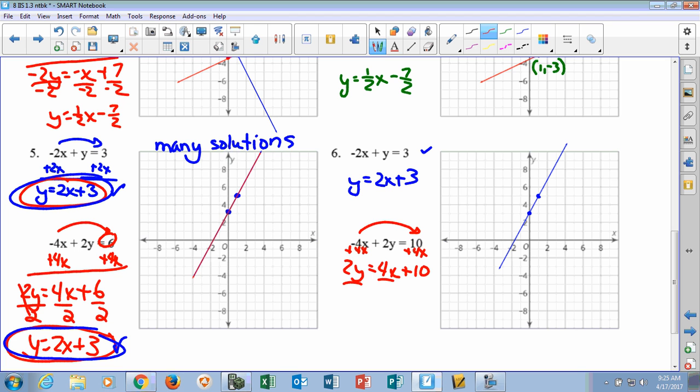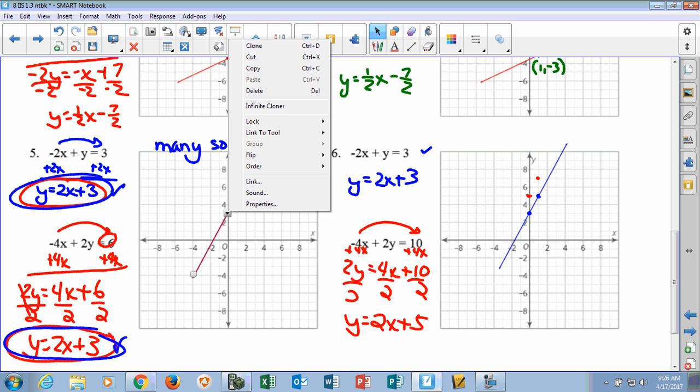So when I divide by 2, I get y equals 2x plus 5. All right? So we have the same slope, but different y-intercepts. So 5 is right there. And then I'm going to go up 2 and over 1, which puts me about right there.